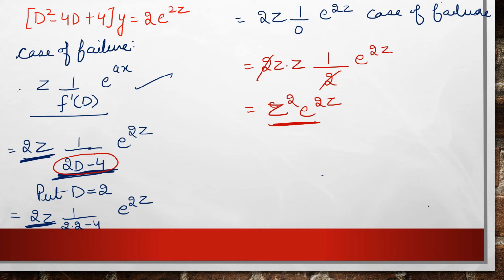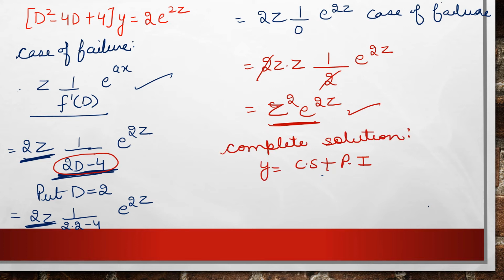Why so? Because now the D operator has vanished. So that's why this is our final answer. So what would be the complete solution? The complete solution is y equals complementary solution plus particular integral. What is our complementary solution? That was (c1 plus c2 z) e power 2z. And the particular integral is z square e power 2z.